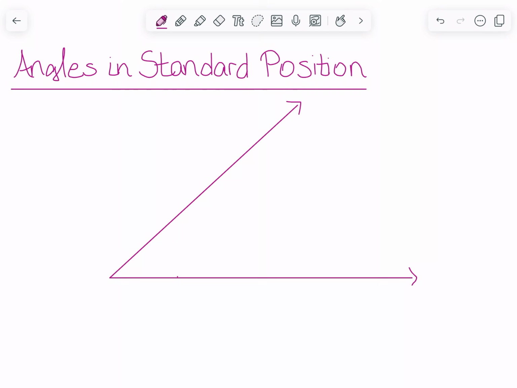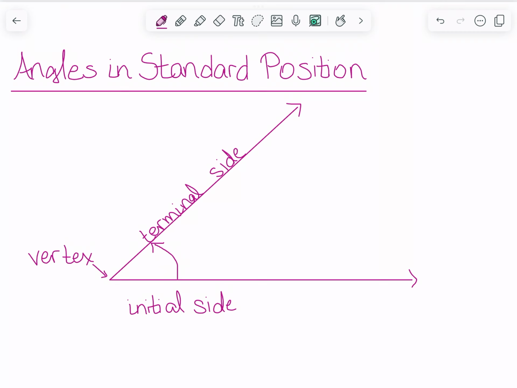When we create an angle, we often start with two rays that actually lie on top of each other. We leave one fixed and we rotate the other. So we often draw these little arrows inside of an angle to indicate which direction they were rotated. The fixed ray, where it starts, is known as the initial side. And the rotated ray, where it ends, is known as the terminal side. And then once again, that shared endpoint is known as the vertex. So here I have an angle fully labeled.